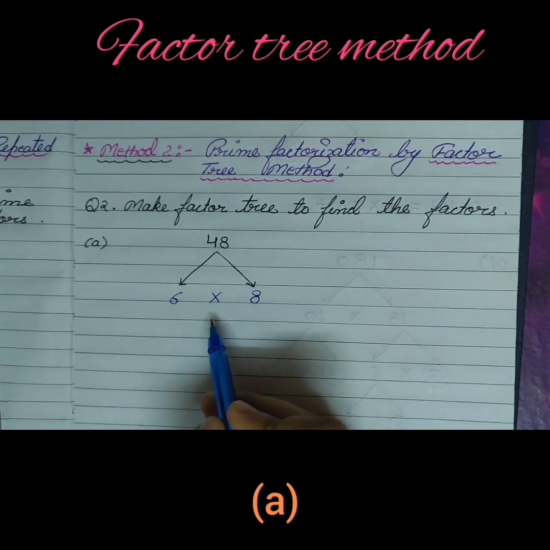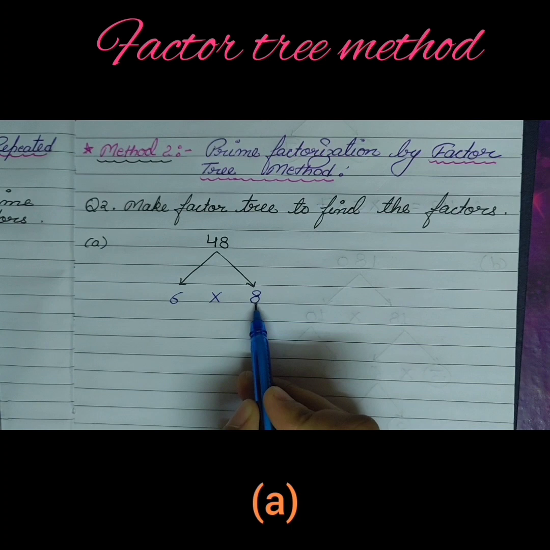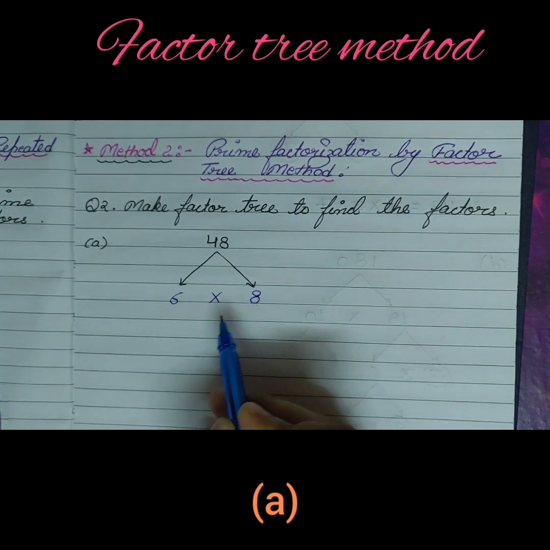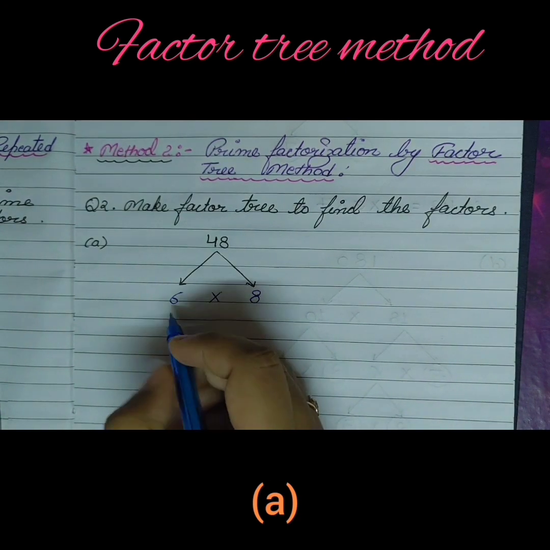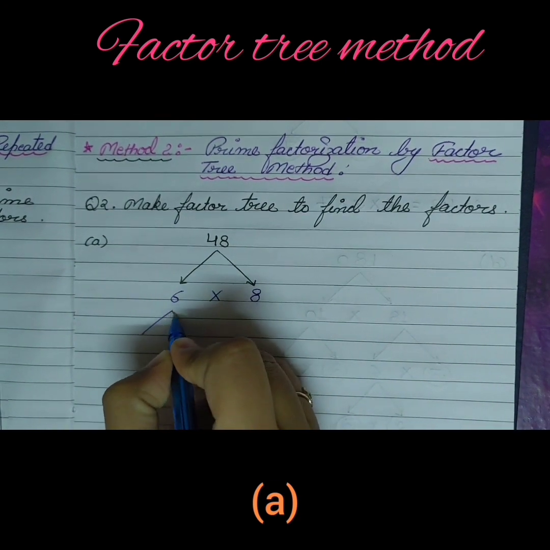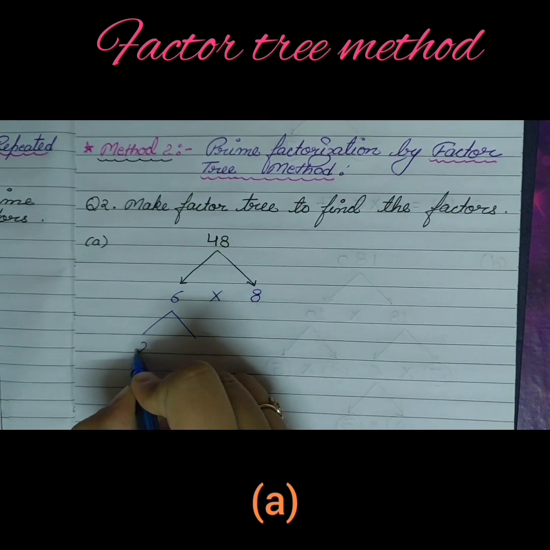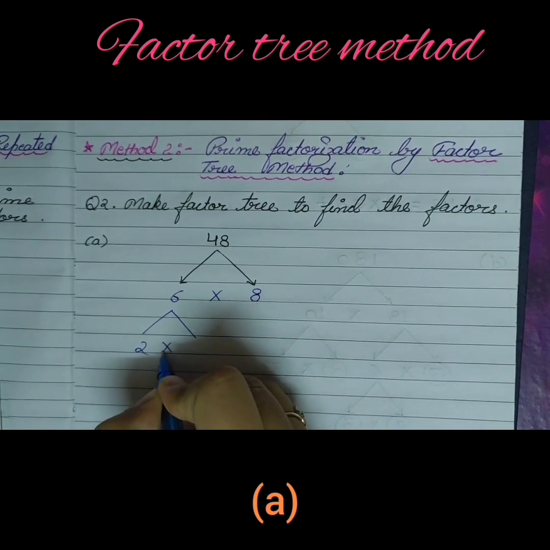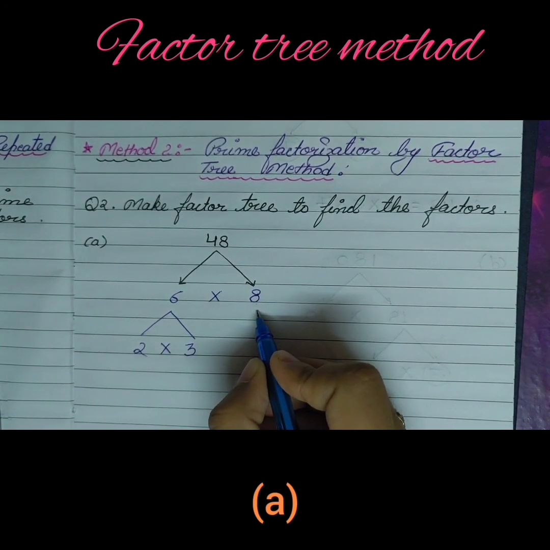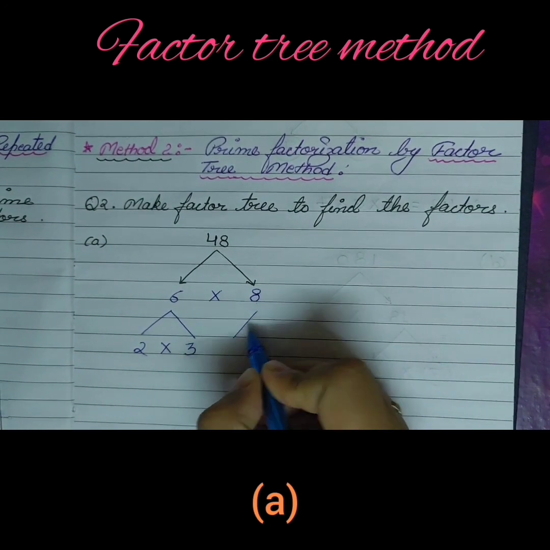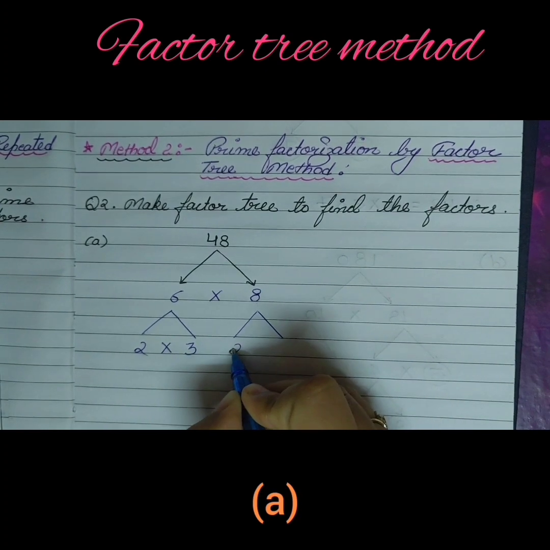Now both these numbers are composite numbers. 6 and 8 are composite numbers. So we again break them into their factors. 6 can be written as 2 times 3 and 8 can be written as 2 times 4.